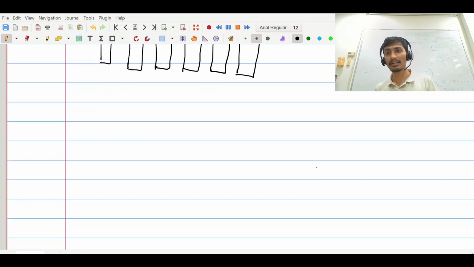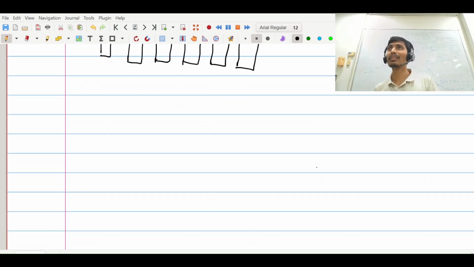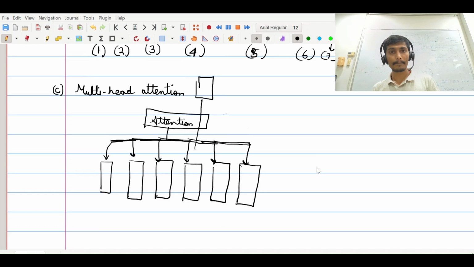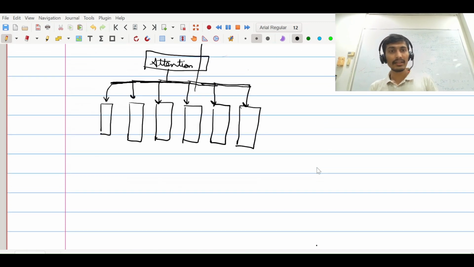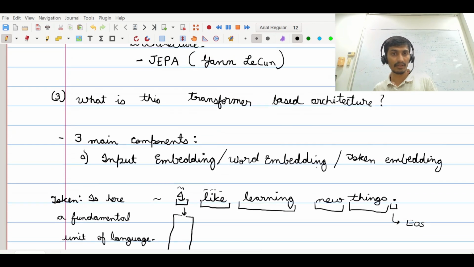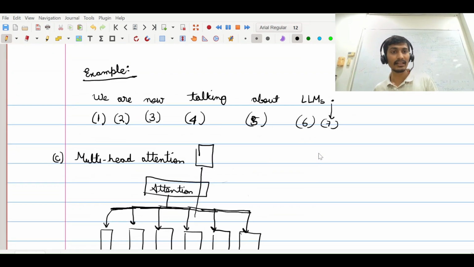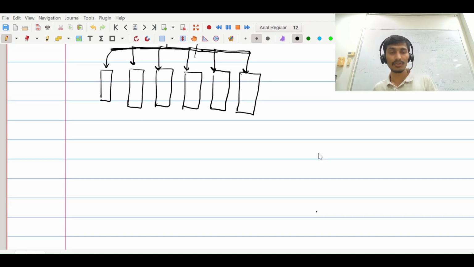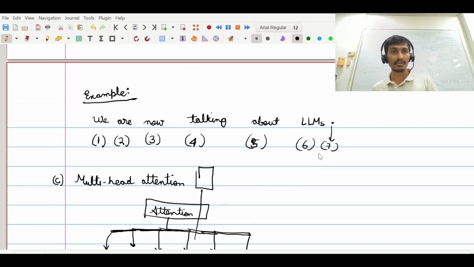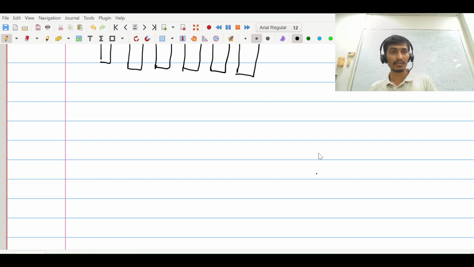So these are the three main components of the transformer architecture. There could be different ways in which a transformer could be constructed for different purposes. We will cover those in other videos, but for now we have talked about what transformer based architectures are, and we said that most of the LLMs now use the transformer based architecture. So we have covered up to point 3. Let's move to point 4.